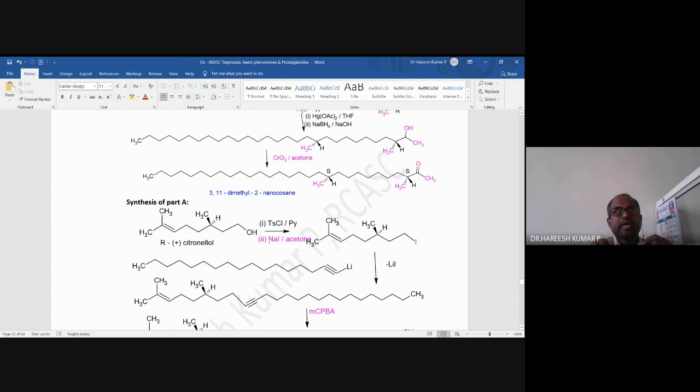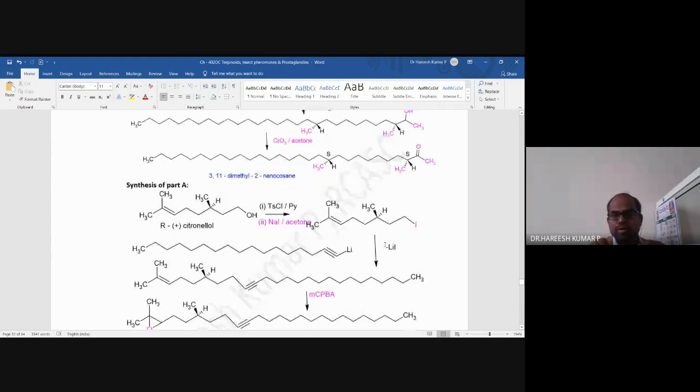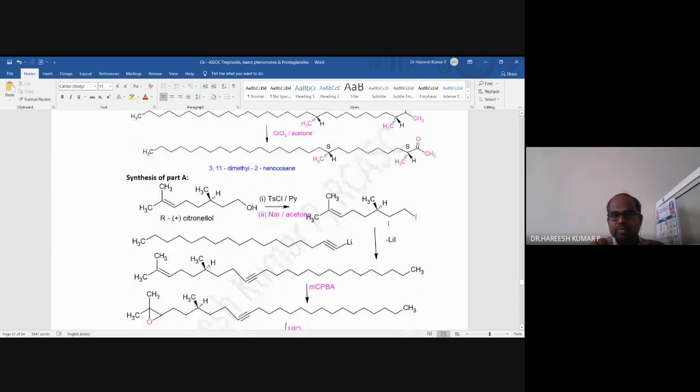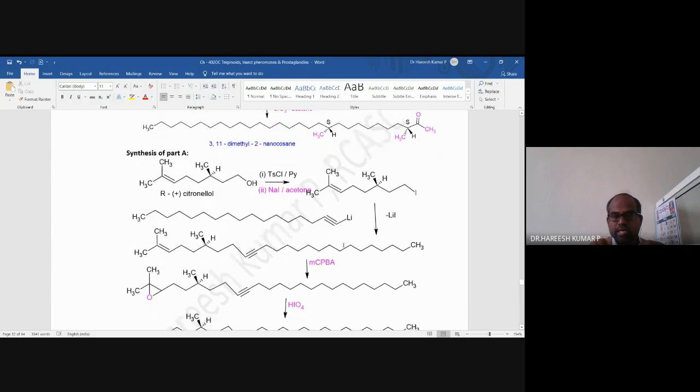Once tosylate is obtained here, it was treated with sodium iodide. I minus will attack this carbon, and tosylate will go out. That is how the iodo compound is obtained. This iodo compound, when it is treated with butyl lithium, okay, I think you are aware, this is a long chain alkynyl lithium. So what will happen? There will be a new bond formation between this carbon and this carbon. Lithium and iodide will go out. So that is how a product is obtained.